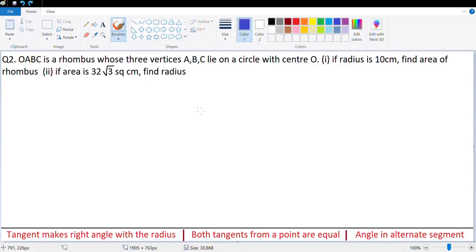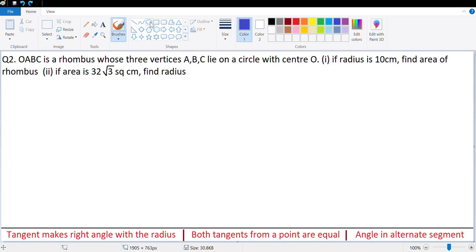Let's start the next exercise, exercise 18C. No new concept to be taught, but just let's revise the three things that we've learned in this chapter till now, which is tangent makes an angle of 90 degrees with the radius. Next, tangents from a point which is outside the circle to a circle are equal, and angles in alternate segment are equal. So let's look at the question.